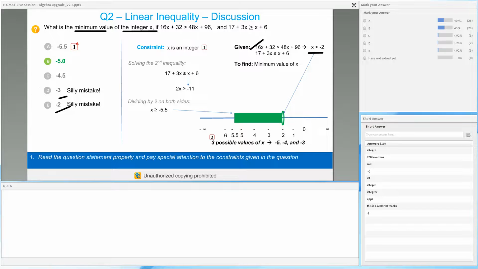So always two things: pay attention to the constraints. In this case, it's an integer and a minimum value, and obviously you need to make sure that you write all these steps. Draw the number line if required, so that you don't make any silly mistakes. Okay. I hope it's clear to everyone.